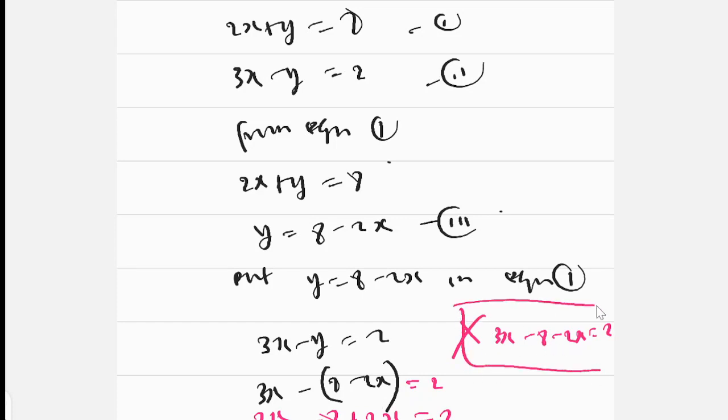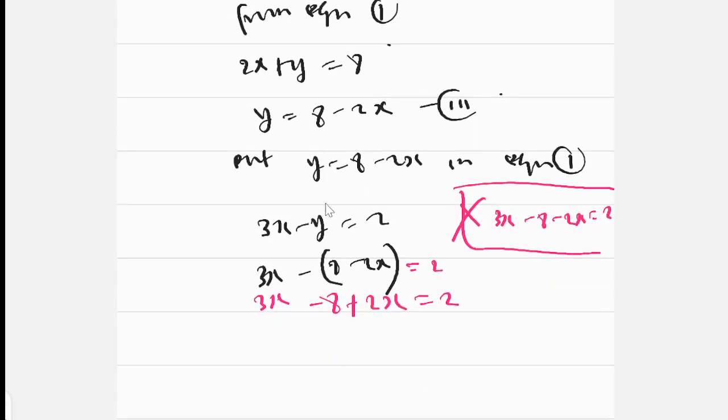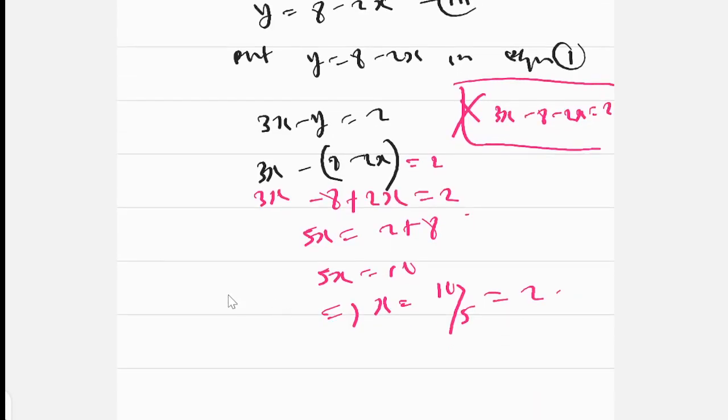So in any case, when you have a negative and what follows it is more than one term, you have to enclose it within a bracket, please. So then 3x, if you collect the like terms, this will give me what? 5x equal to 2. You bring this guy here, plus 8. Then you have 5x equal to 10, which implies x is equal to 10 over 5. That is 2. From here, you can just put x is equal to 2 in equation 3.